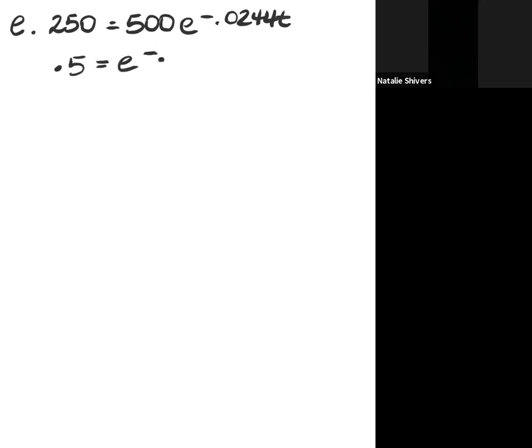Okay, so it says, what is the half-life of it? When we said how long does it take to double, we doubled the amount. When we find the half-life, we're going to divide the initial amount in half. So we get 250 equals 500 e to the negative 0.0244 t. And when we divide, we're going to get 0.5 or 1/2 equals e to the negative 0.0244 t. Take the natural log of both sides.